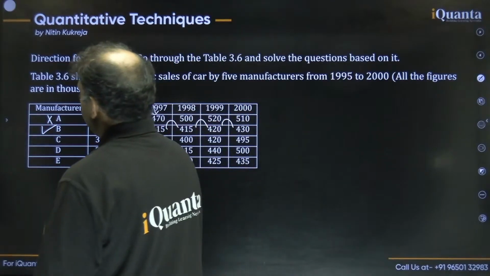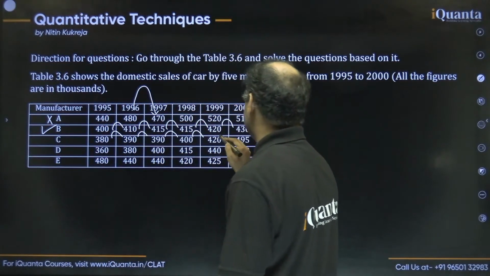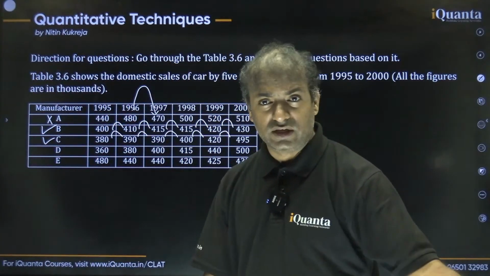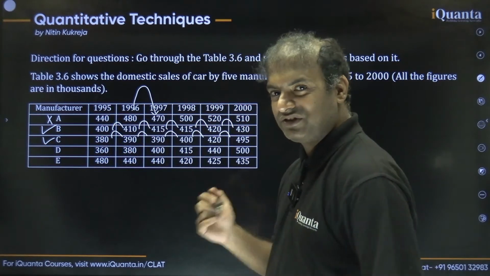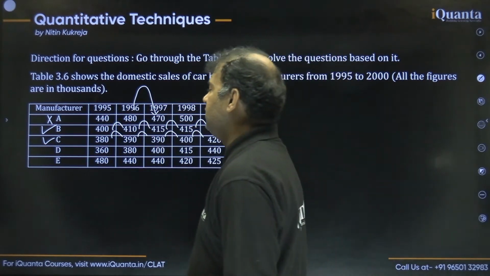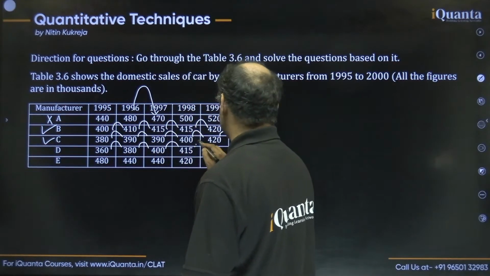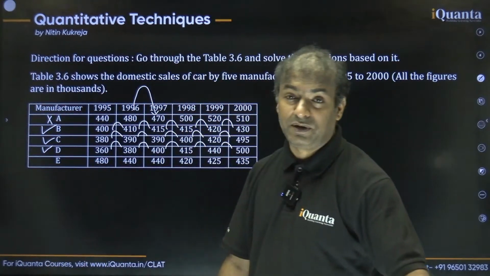Similarly, let's test for manufacturer C: increasing, constant, increasing, increasing, increasing. So this is also increasing or constant in the whole period. It's not decreasing for sure. So this is also part of the answer, manufacturer C. Let's check manufacturer D now. 360 to 380, increasing, increasing, increasing, increasing, increasing, increasing the whole period, right? So this should also be part of the answer.